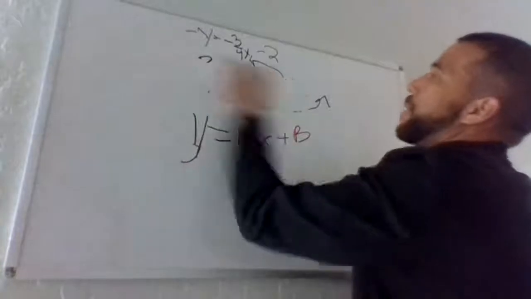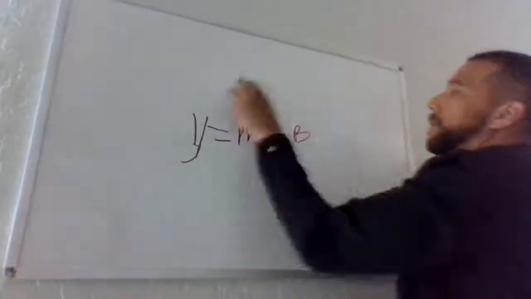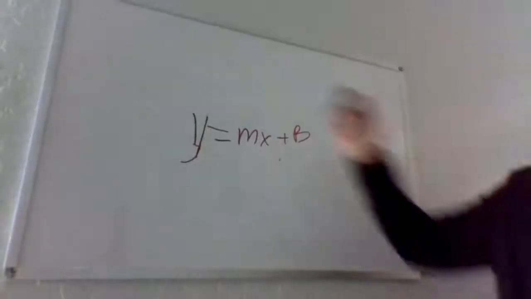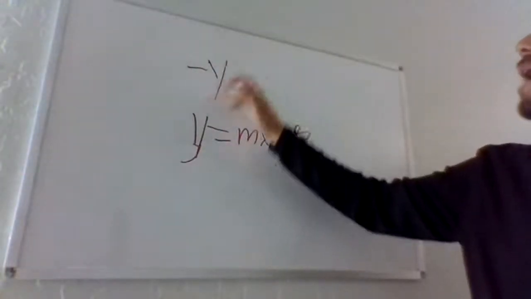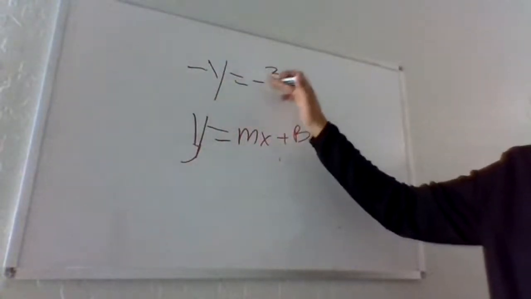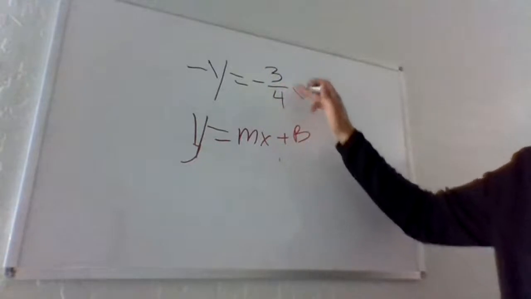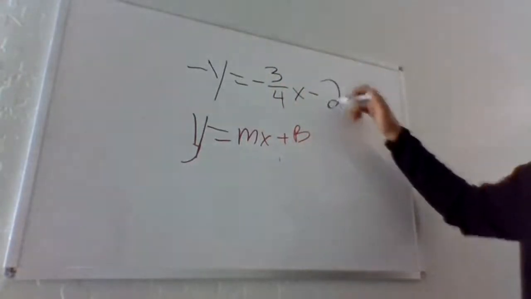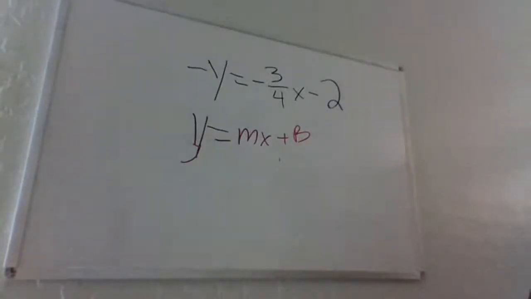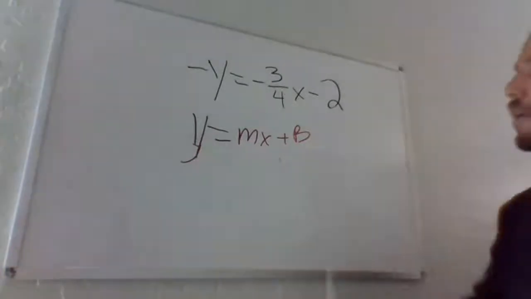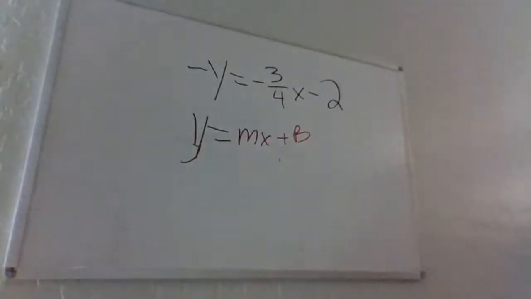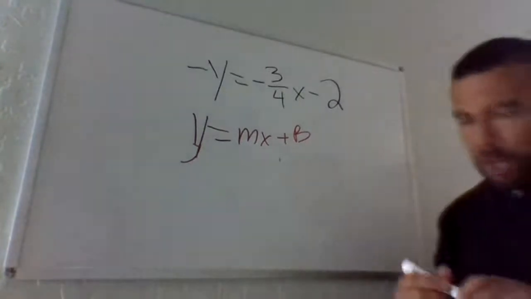Now, I'm going to rewrite this a little bit bigger. So we have negative y equals negative 3/4x minus 2, right? Minus. Are these two the same? No. What is different? Negative sign y. Correct. So I can divide.